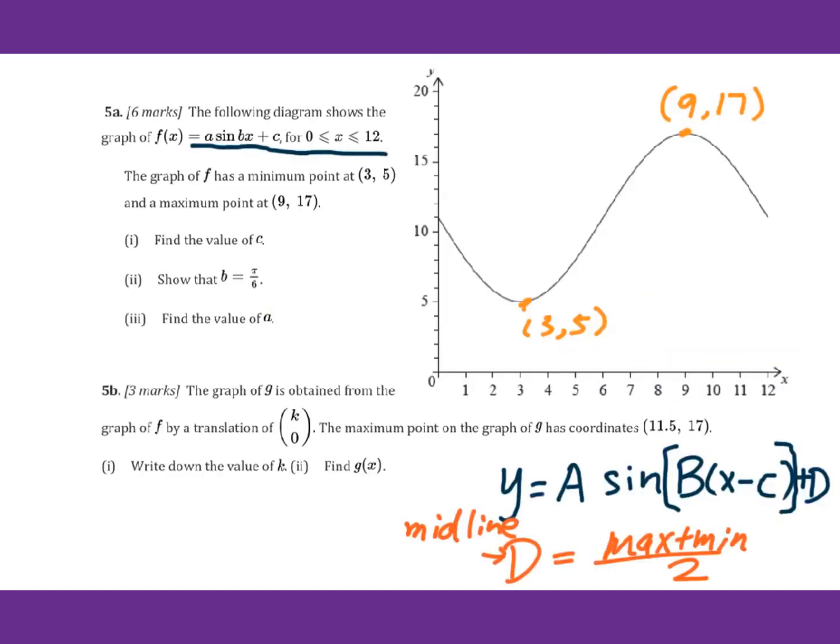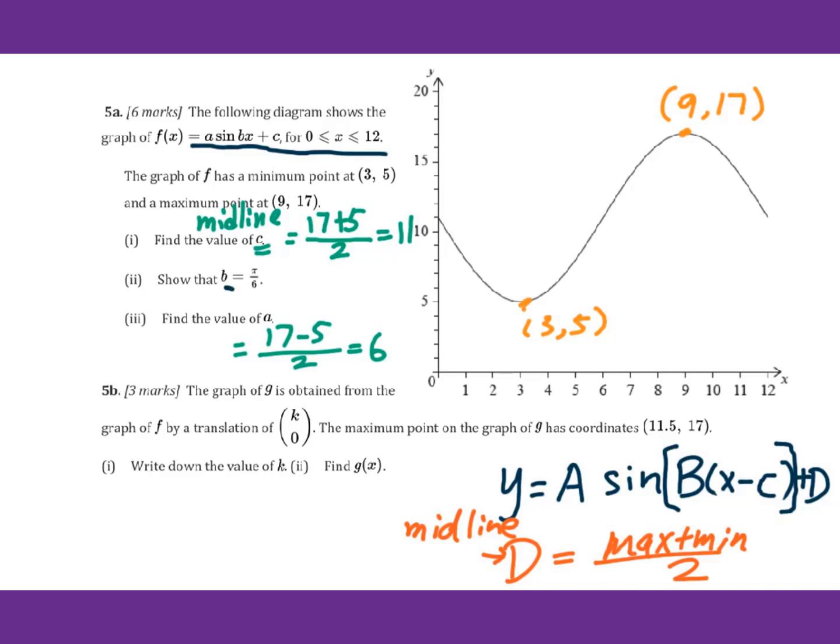Therefore, let's go back to this question. We're looking for c. This c is the midline. Therefore, equals maximum 17 plus 5 over 2 equals 11. For this a, you do the 17 minus 5 over 2 equals 6.